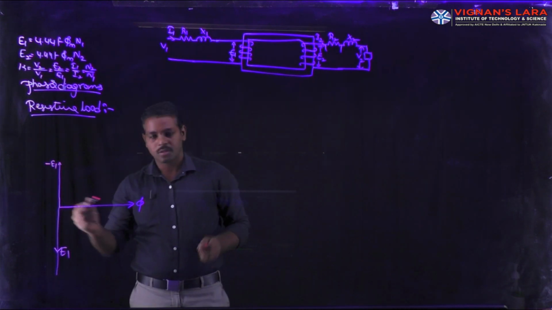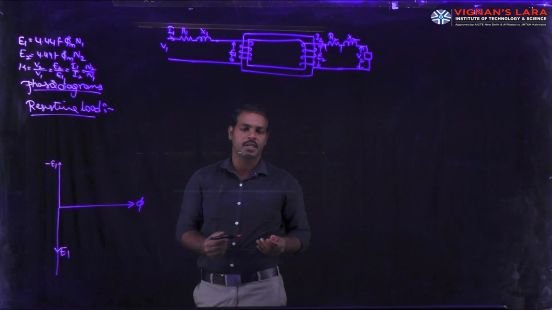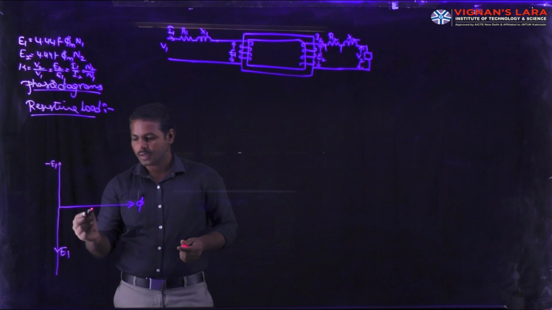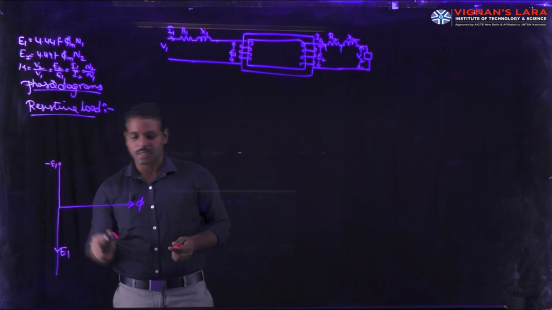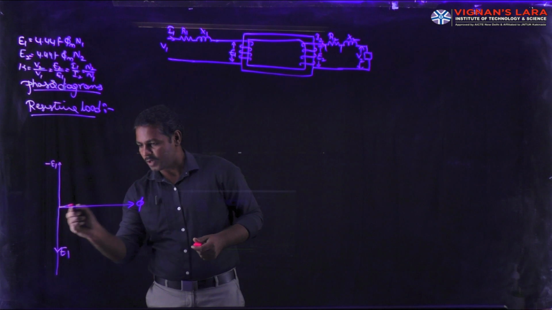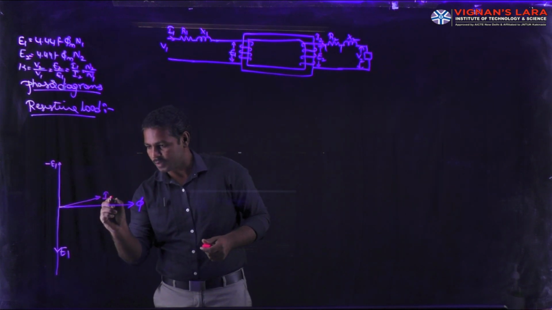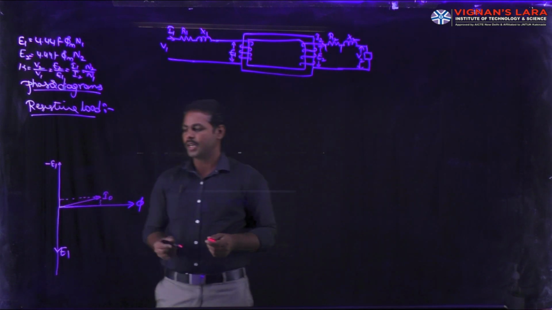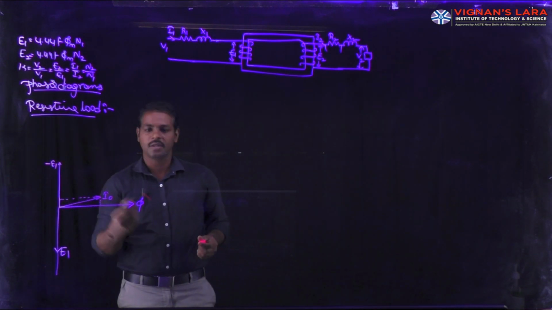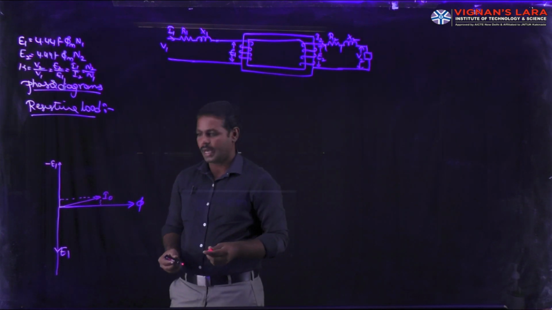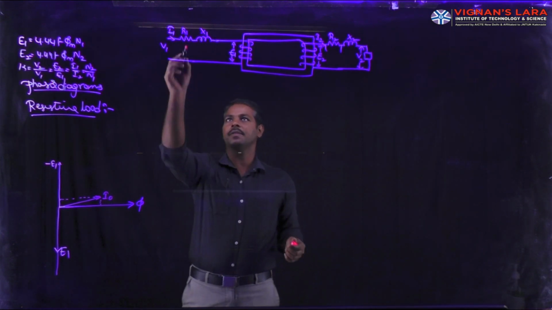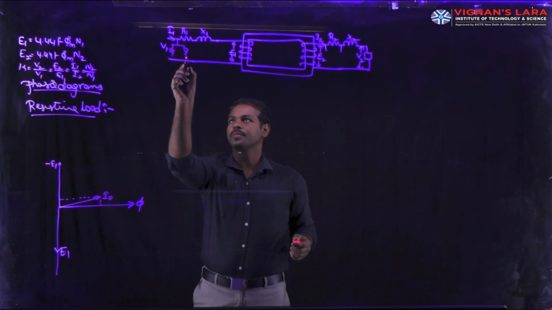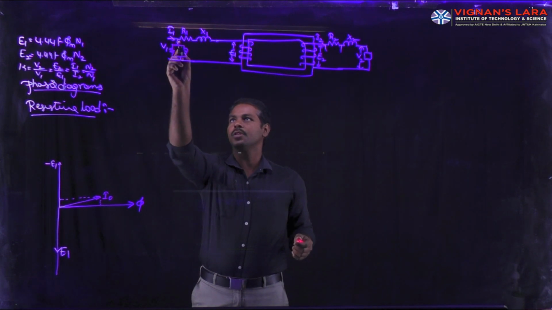So whenever the transformer operates on no load condition, it exhibits two types of losses. One is the magnetizing component, another one is the core loss component. The resultant is I naught. Based on these two representations, when we get the no load current, it is always represented in this fashion, like this, which is I naught.